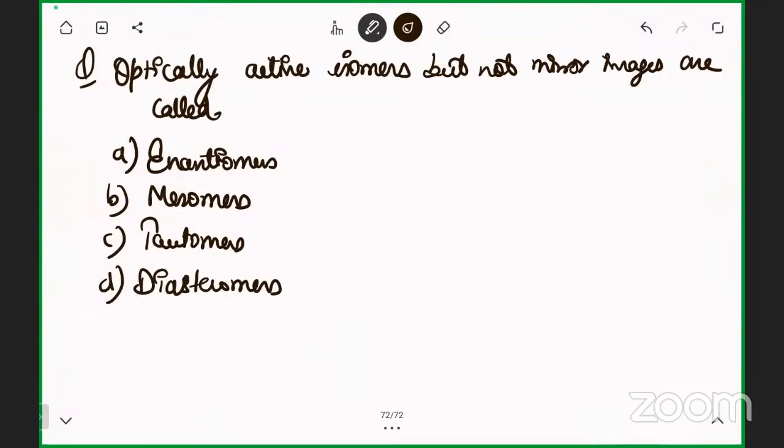Diastereomers, sir. See, diastereomers are those compounds which are optically active, but they are not mirror images of each other. So if they are not mirror images of each other, they are known as diastereomers. So just remember this, okay? I have not taught you, but I just asked. It's quite easy.